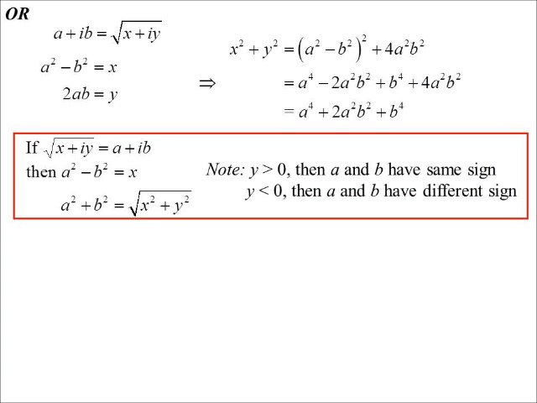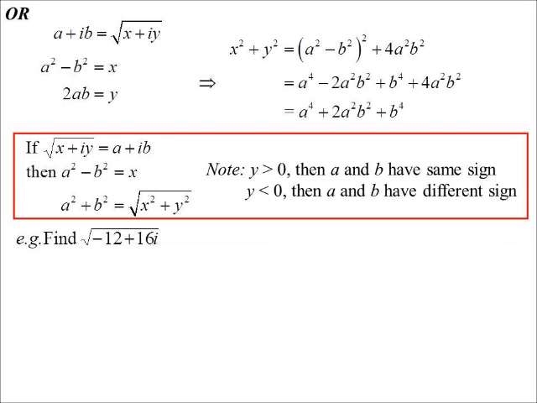Now, how do I determine the signs? If y is greater than 0, I'm finding the square root of something where y, the imaginary part, is greater than 0, then a and b will always have the same sign. And if y is negative, a and b will always have different signs. That's the way it works out with square roots of complex numbers.